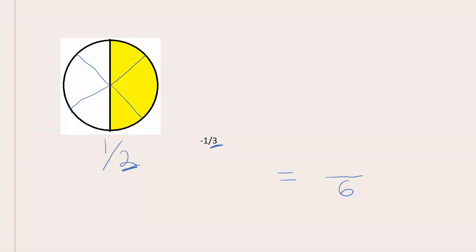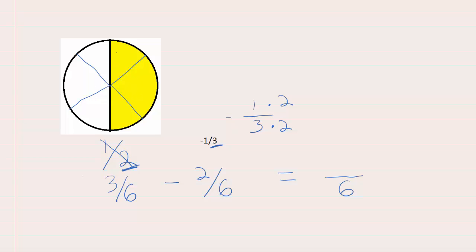So the fraction that I started with, if I wanted to put that in 6ths, I would have 1, 2, 3 of my 6ths filled in. So I'll rewrite this as 3/6. And then over here, if I wanted to make 1/3 into 6ths, then I would have to multiply the bottom by 2, multiply the top by 2. This would be -2/6.